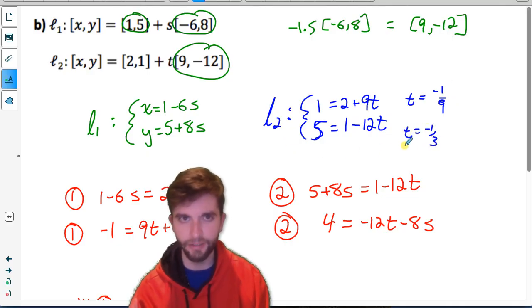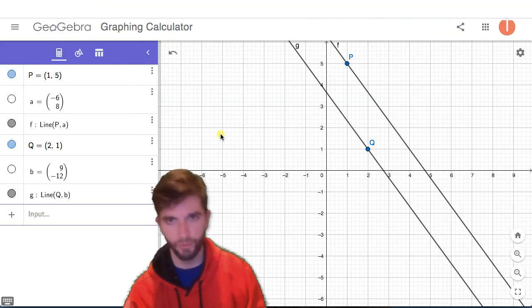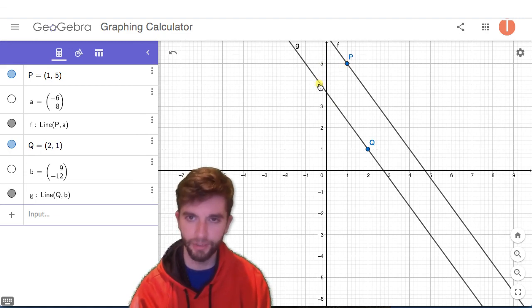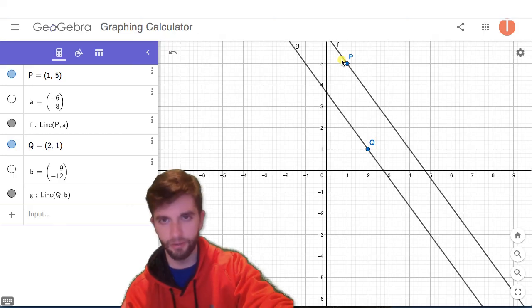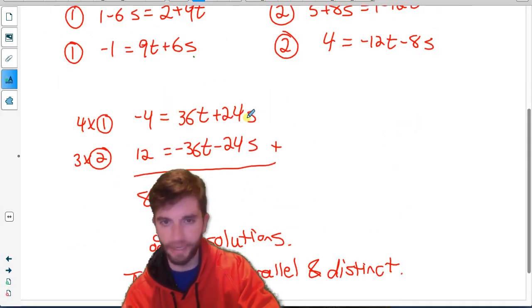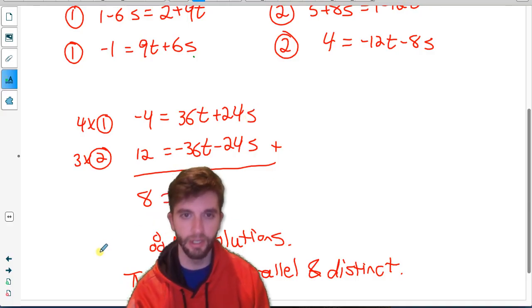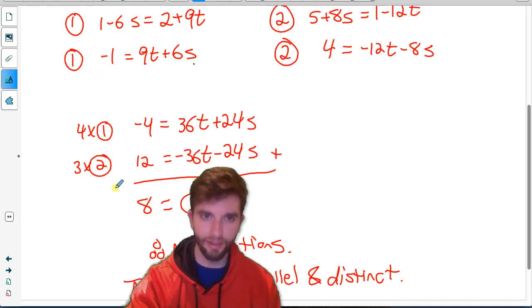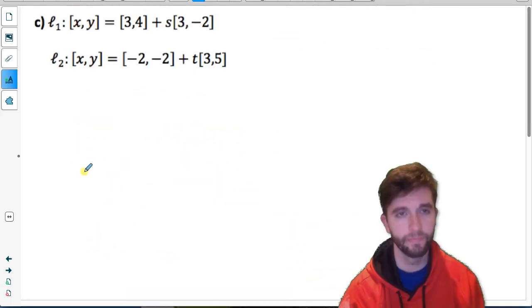So different t values. That would tell us that this point from line 1 is not on line 2, but they're parallel. So we just figured out this point here is not on line 2, but they're parallel, so we just proved they're parallel and distinct, therefore no solutions. So that's just another way we could have come up with the answer that there were no solutions and that the lines are parallel and distinct. But the algebraic process will tell you that as well if you go through all of those steps.